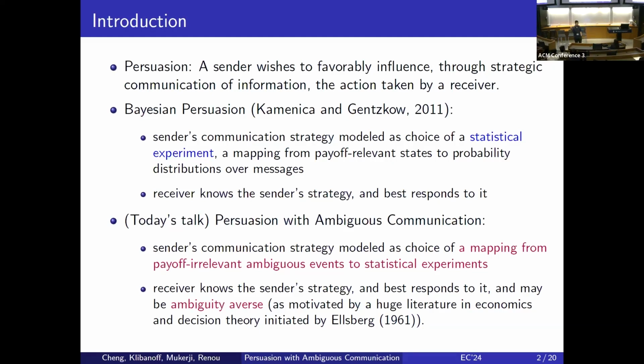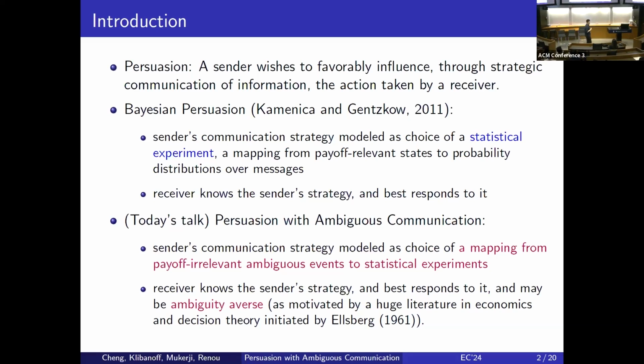So in the current literature of Bayesian persuasion, it is often modeled where the sender chooses and commits to a statistical experiment, which is a mapping from the relevant states to distributions over messages. And the receiver can be modeled as knowing the sender's choice of the experiment, and then best responding to it by choosing a mapping from the messages to distributions over actions. So that is Bayesian persuasion.